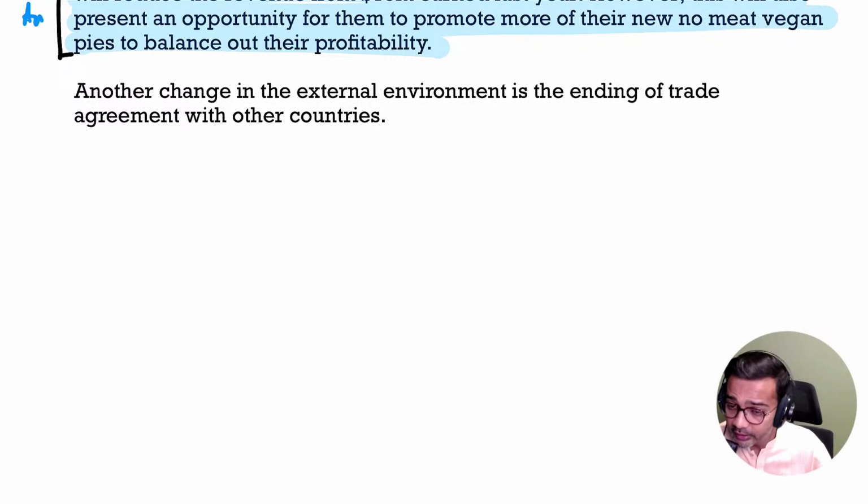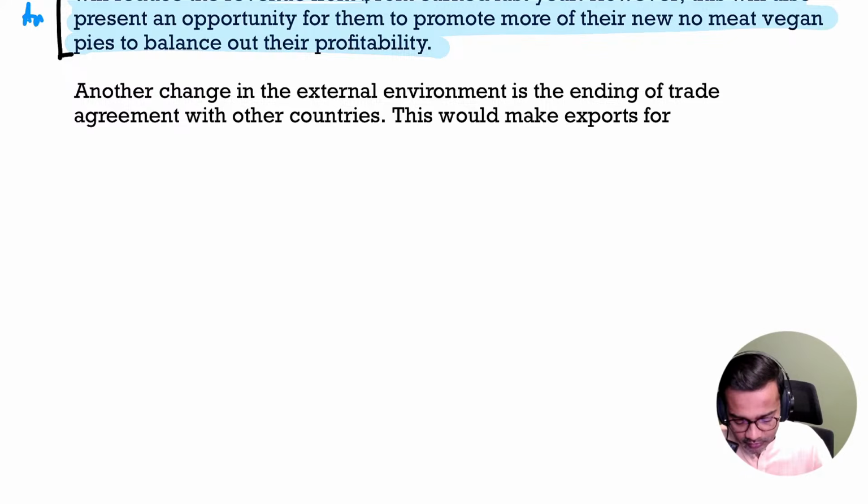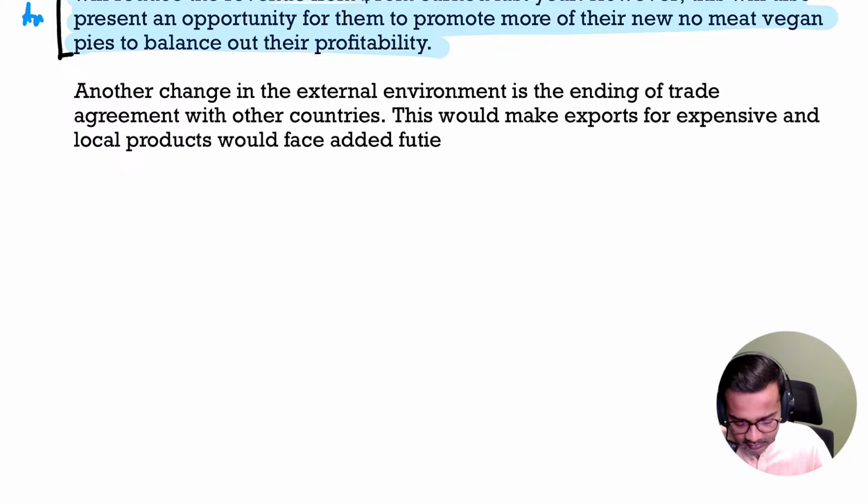You have to show your knowledge first, right? So this would make exports more expensive as local products would face added duties in other countries, right? So just explaining what this means, that trade agreements have ended. It means that whenever you have to sell your product to the countries, it becomes more expensive, right?